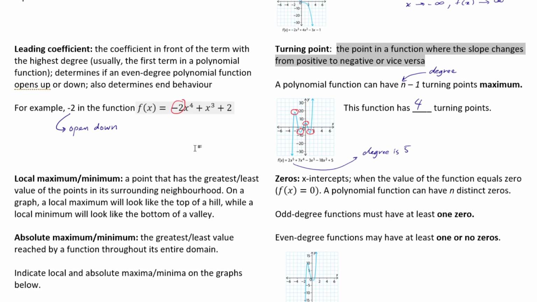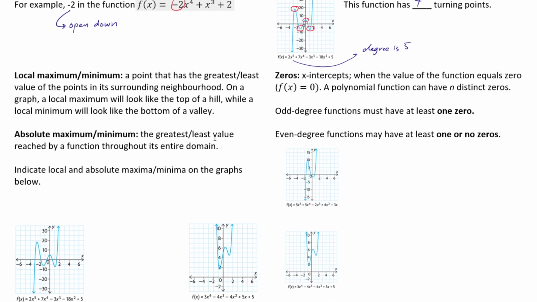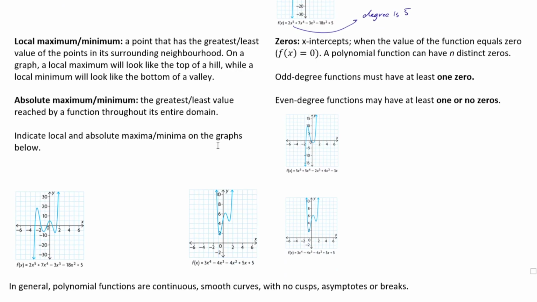Okay. Local maximum and minimum. A local maximum and minimum is a point that has the greatest or least value of the points in its surrounding neighborhood. On a graph, a local maximum will look like the top of a hill, while a local minimum will look like the bottom of a valley. An absolute maximum or minimum is the greatest or least value reached by a function throughout its entire domain.